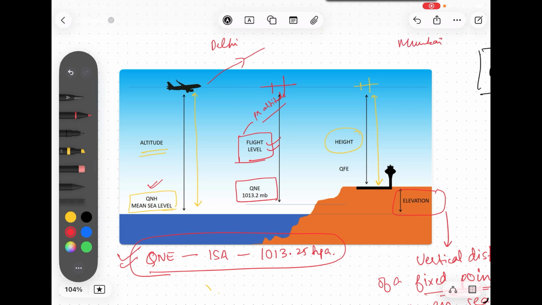now I have crossed Delhi. From here till I enter Mumbai, maybe I'm entering Mumbai somewhere here, from here to here, I need to fly on a standard value, that is QNE. Why? Because now all the aircraft around would be flying on that standard value. If I set a different datum in my altimeter and they set a different datum on their altimeter, there's a risk of collision. So that is where this is important. This is a standard value that needs to be set.